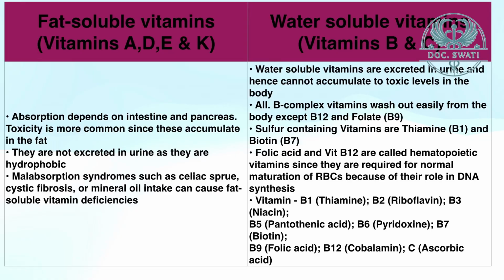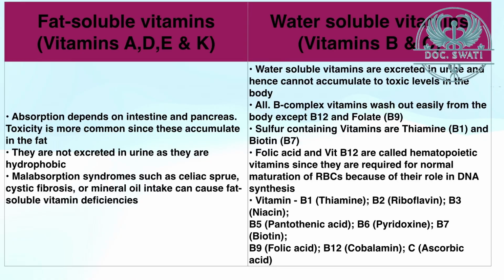Whereas water-soluble vitamins are excreted in urine and hence cannot accumulate to toxic levels in the body. All B complex vitamins wash out easily from the body except B12 and folate B9. Sulfur-containing vitamins are thiamine B1 and biotin B7.